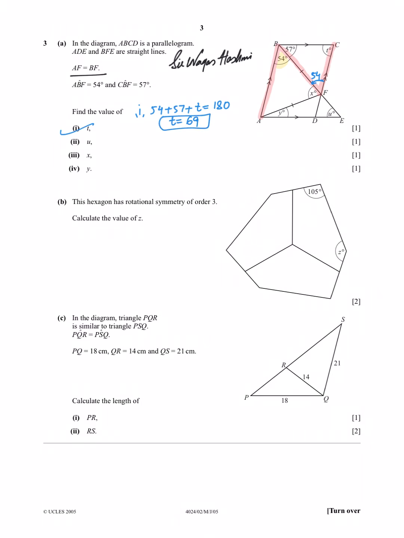After that you have u. Which angle is u? This one, right? So what is the value of u? Since the lines are parallel, you can apply the alternate angle property here. So if this angle is 57, it means that u is also 57. So that is the answer. After that it says x. So how can you find the value of x? For x we are given that these two lines are equal, right? We have AF equals BF. It means that angle A and angle B are equal. So angle A will be equal to 54.